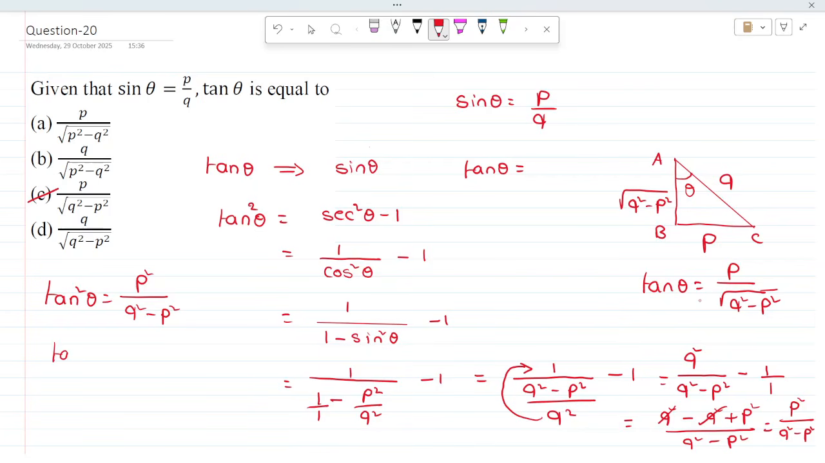Then what about the tan theta value? Under root, the square is there for P, so it is just P, whole divided by, what will it be? Very good. Root of Q square minus P square. Is it clear for everybody? Yes. Any confusion?